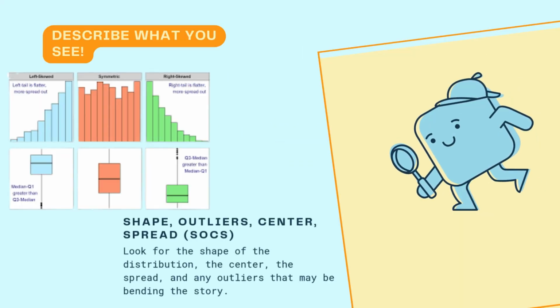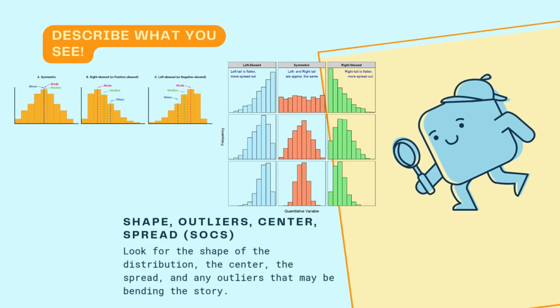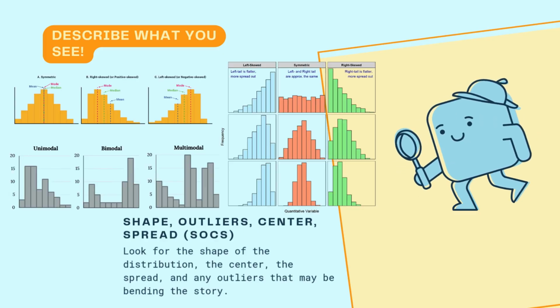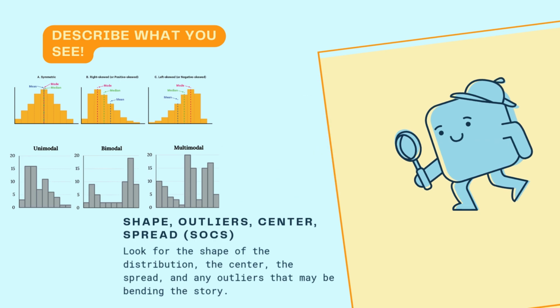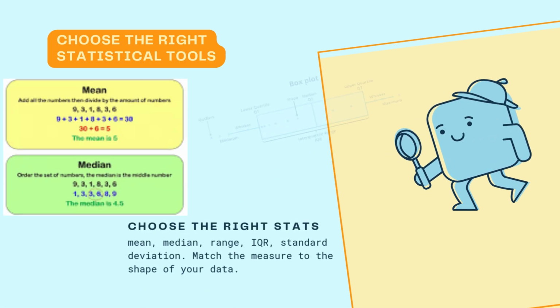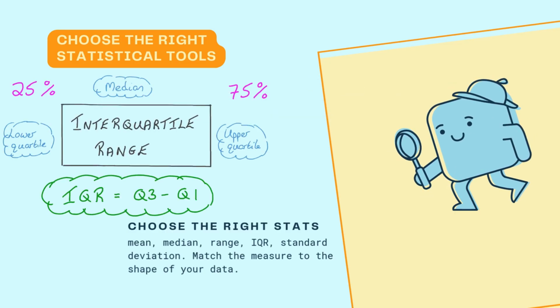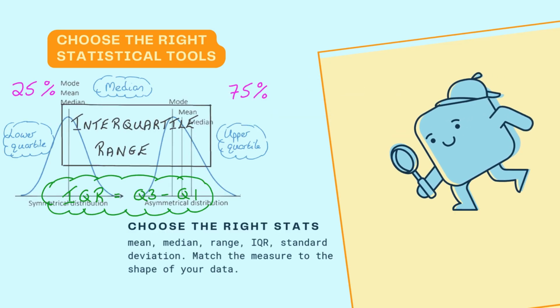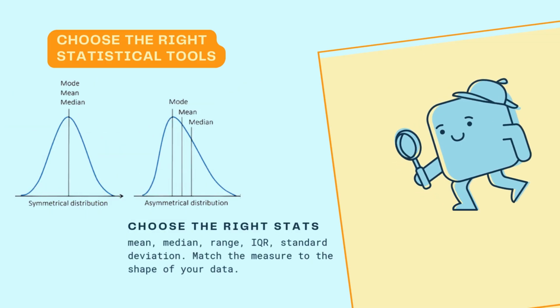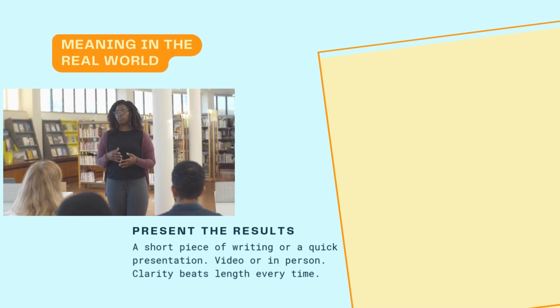After that, you'll describe and compare what you see. Look for the shape of the distribution, the center, the spread, and any outliers that may be bending the story. Next, choose the right statistical tools: mean, median, range, IQR, standard deviation. Match the measure to the shape of your data. And finally, explain what your results mean in the real world.